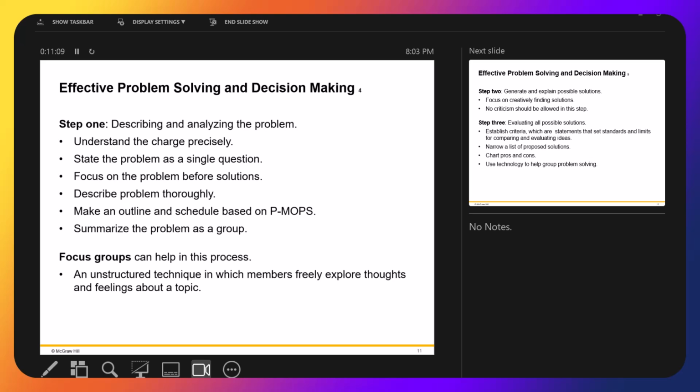Focus groups can help in this process. A focus group is an unstructured technique in which members freely explore thoughts and feelings about a topic. I've been a part of a focus group before, and I will tell you this can be a good thing or a bad thing. It's a good thing particularly if you've got the right people. I won't say a bad thing, but it cannot be as effective if you've got the wrong people. People have to leave their egos at the door, and they have to truly believe in working as a team. It can't be about me doing something and getting all the glory. It's got to be about us collectively doing it.